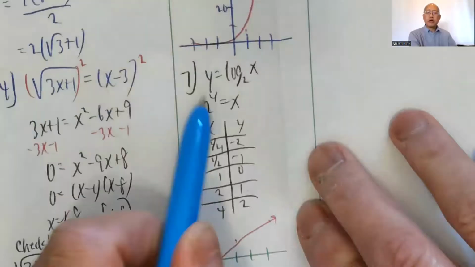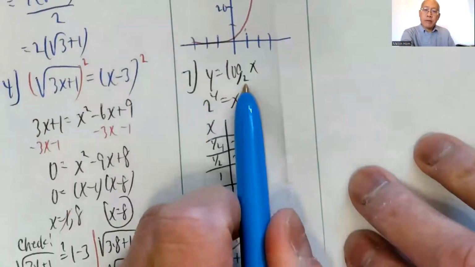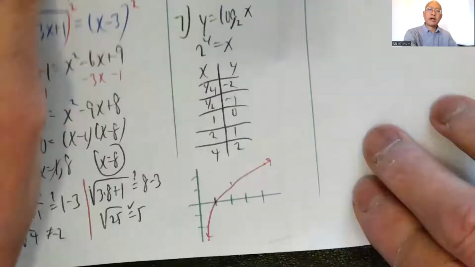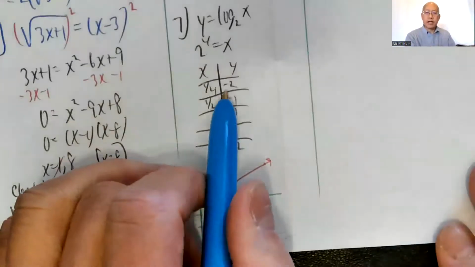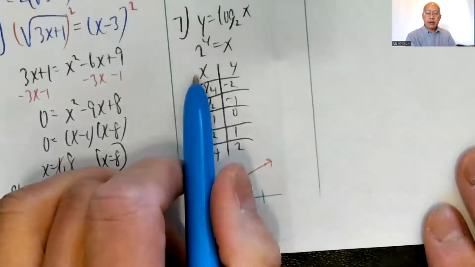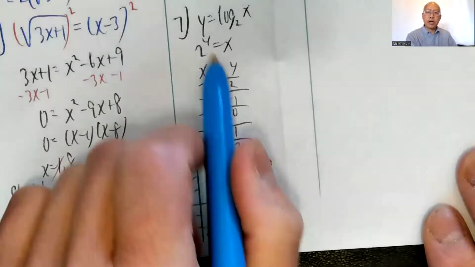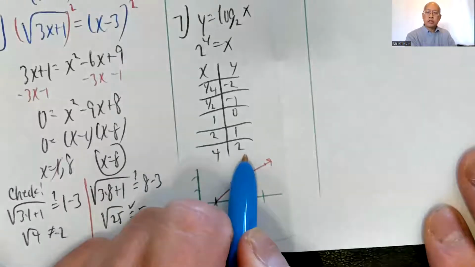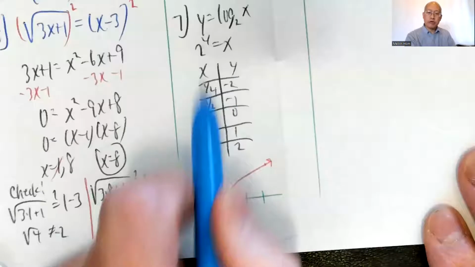Number 7, y equals log base 2 of x. Unscramble it as 2 to the y equals x. So it's more convenient to plug in numbers for y. So I plug in y goes from negative 2 to 2, and then I figure out the x. So if I plug in 0 for y, 2 to the 0 is 1. Plug in 1, I get 2. Plug in 2, remember I'm plugging in for y, 2 squared is 4.